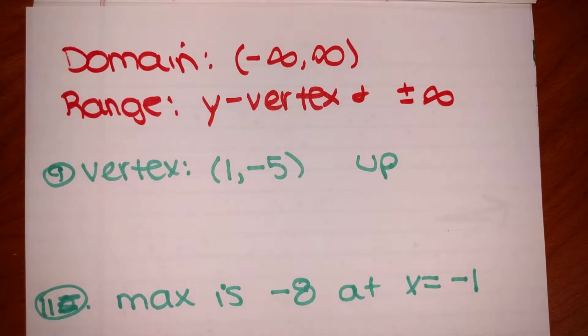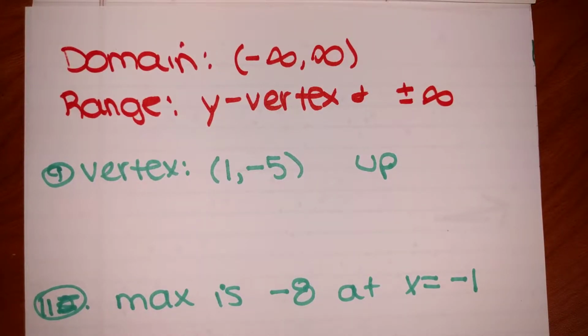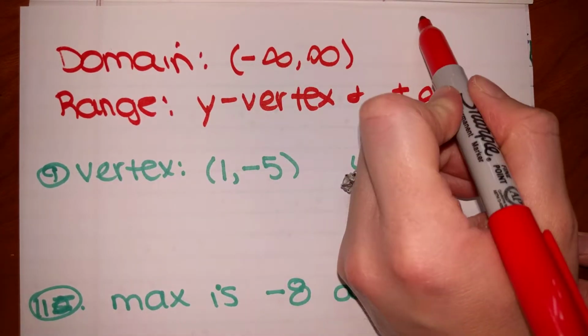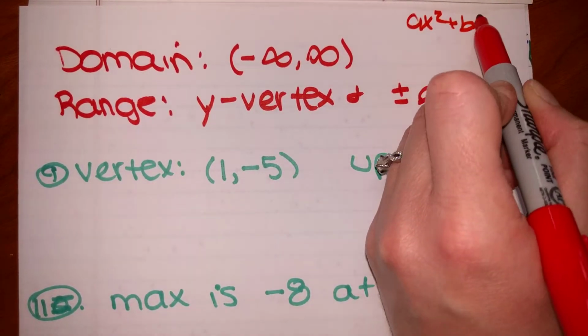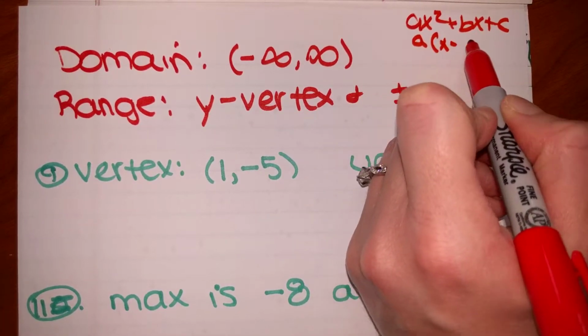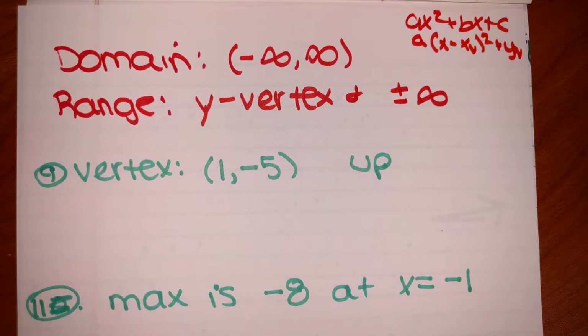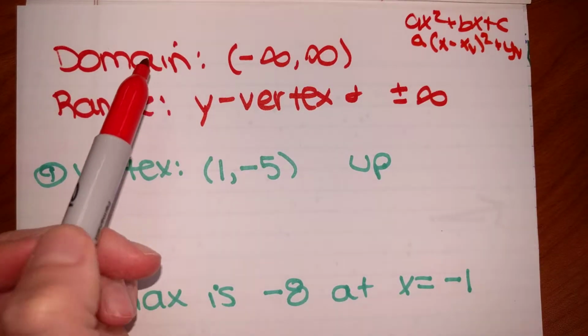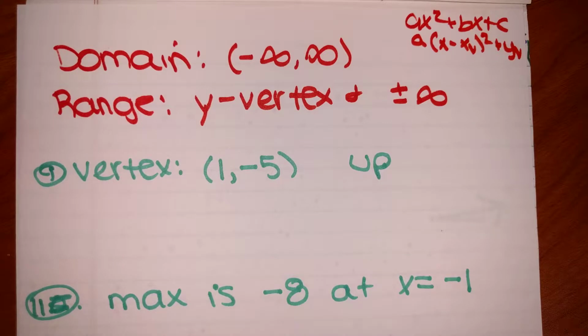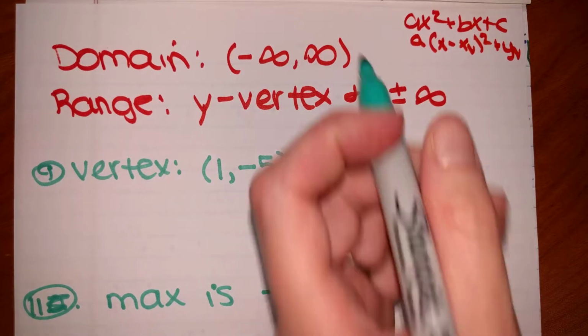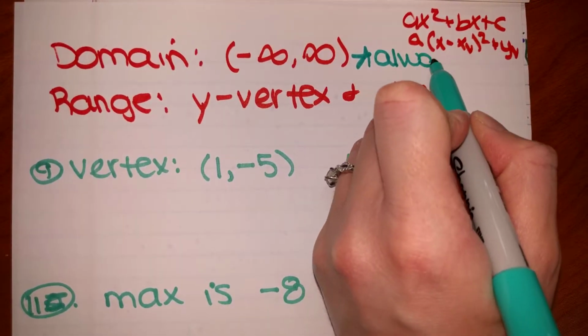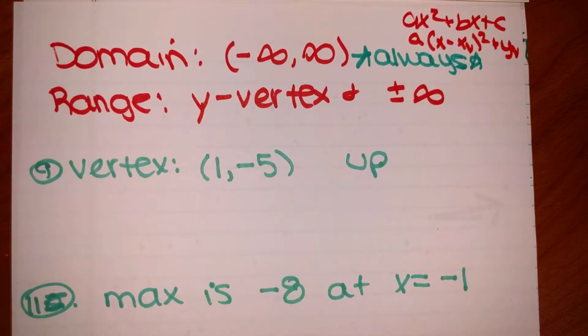So for these questions that ask about the domain and range of a parabola, the first thing to realize is that parabolas are polynomials. And because they're polynomials, they always have this ax squared plus bx plus c form, or a times x minus the x vertex squared plus the y vertex. There's no denominator, there's no radical, and so that means that the domain is always going to be negative infinity to infinity. So that is always true, that when we're talking about a parabola, it will be negative infinity to infinity because, again, there's no denominator and there's no radical.